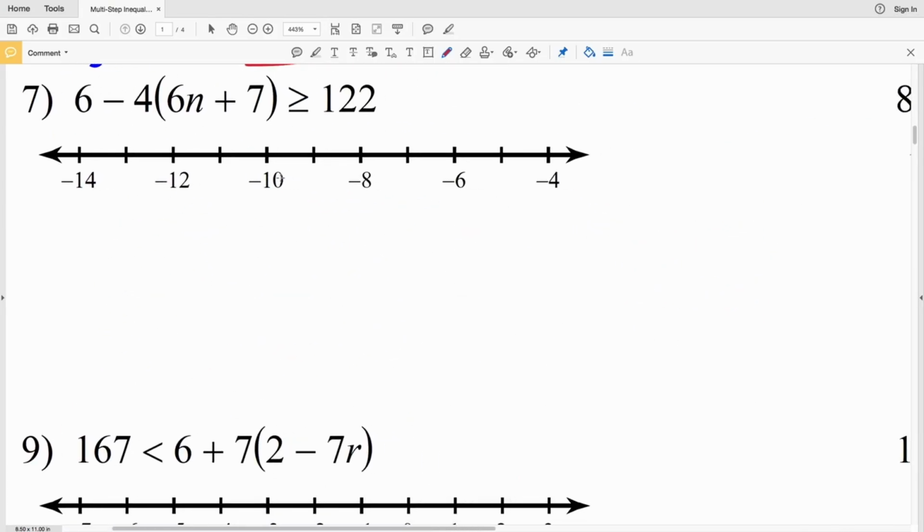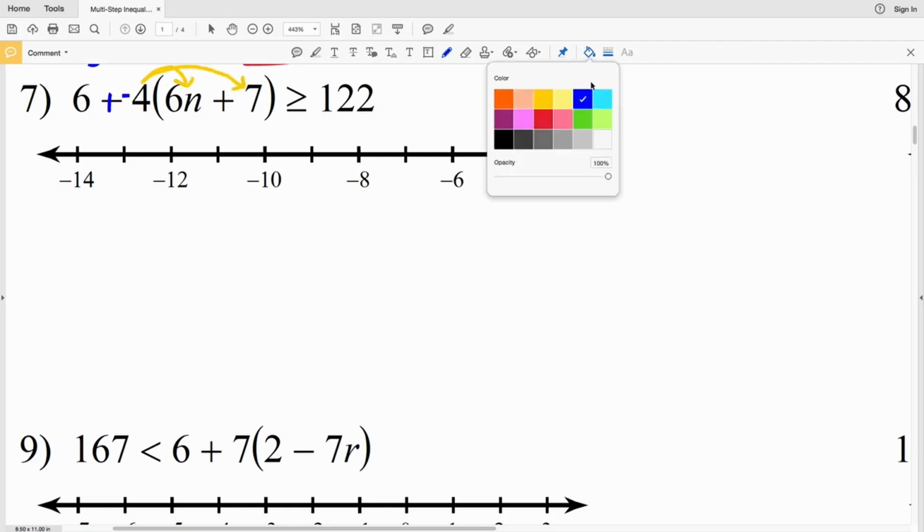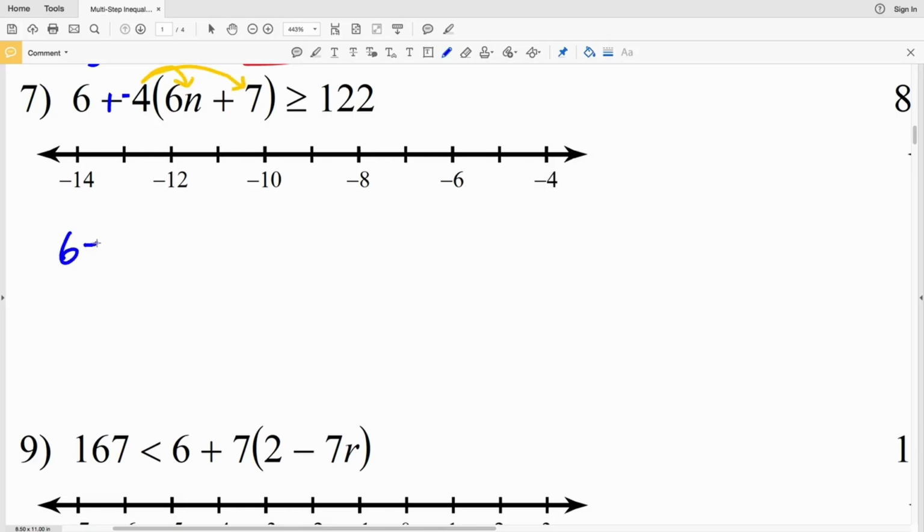For number 7, we have 6 minus 4 times 6n plus 7 is greater than or equal to 122. Start by distributing the 4, but like we did in the last problem, we're going to distribute that as a -4. So -4 times 6n and -4 times 7. That'll leave us with 6 plus -24n plus -28 is greater than or equal to 122.